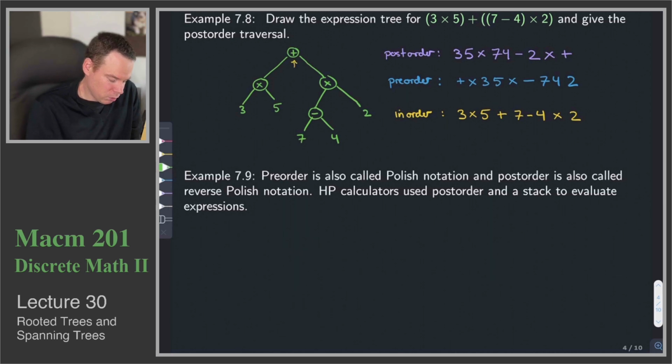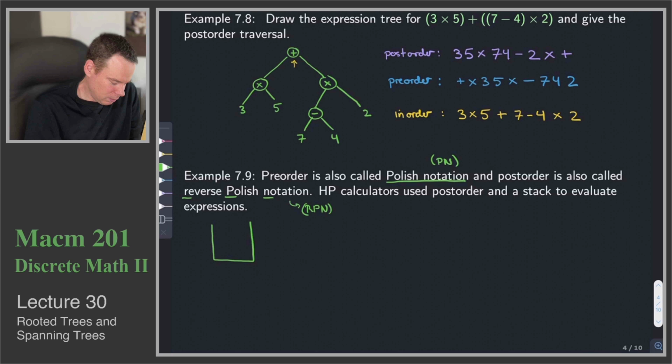So pre-order is also called Polish notation, abbreviated as PN for short. And the post-order is also called reverse Polish notation, or RPN for short. HP calculators use post-order and a stack to evaluate expressions. We'll do an example of this in a second, but what I want to do is just do the very first part of the post-order traversal.